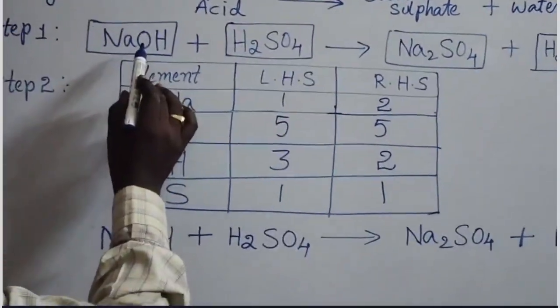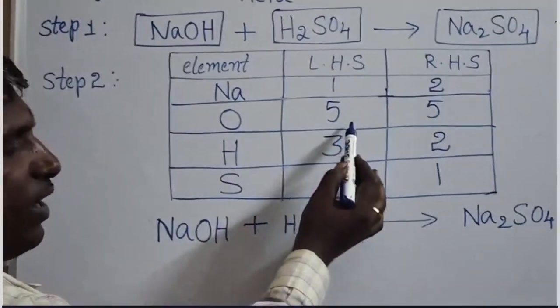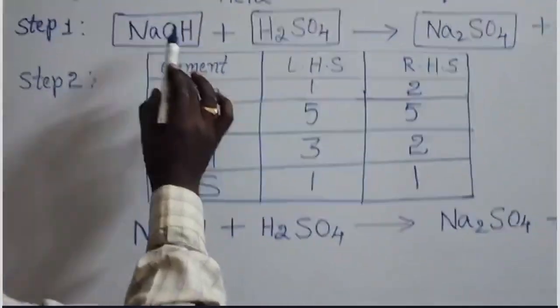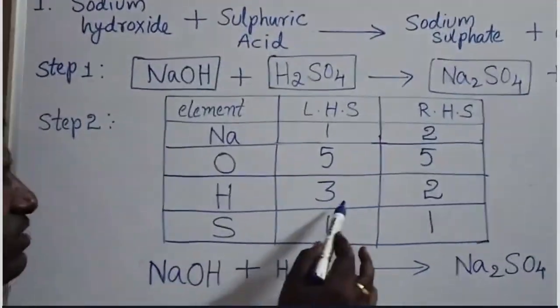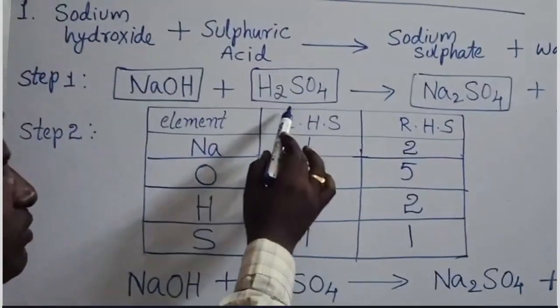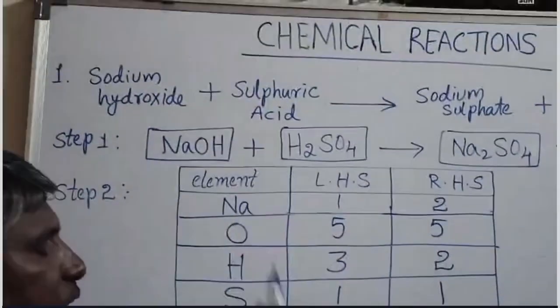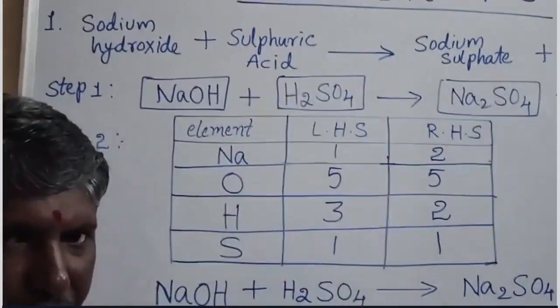Oxygen: sodium hydroxide, one atom, sulfuric acid, 4 atoms, total is 5 atoms. Hydrogen: sodium hydroxide, 1, and sulfuric acid, 2 hydrogen atoms, total is 3 atoms. And in sulfuric acid, sulfur has 1 atom. These are the total number of atoms of elements on the LHS side.